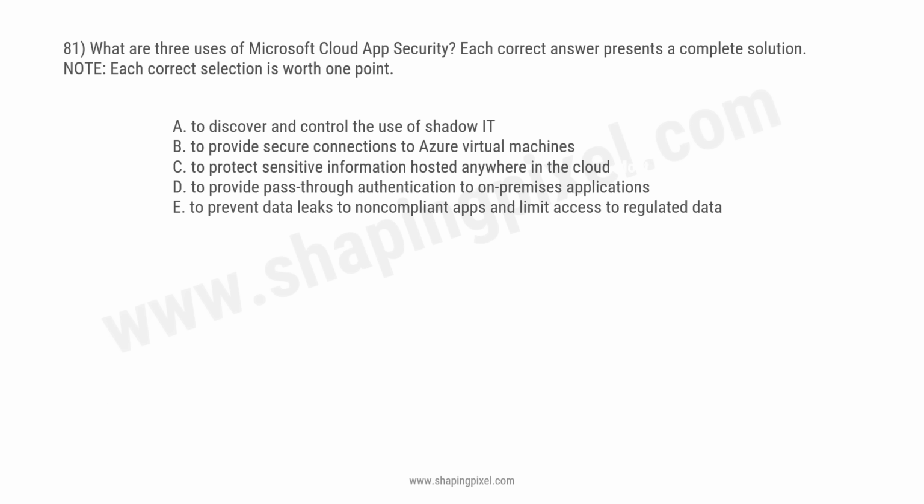So question number 81. What are three uses of Microsoft Cloud App Security? Each correct answer represents a complete solution. Each correct selection is worth 1 point. We have the following 5 options. Option A, to discover and control the use of shadow IT. Option B, to provide secure connections to Azure virtual machines. Option C, to protect sensitive information hosted anywhere in the cloud. Option D, to provide pass-through authentication to on-premises applications. Option E, to prevent data leaks to non-compliant apps and limit access to regulated data. So the right answer here is option A, C, and E.